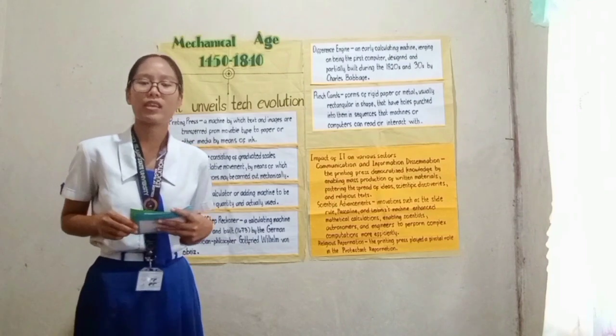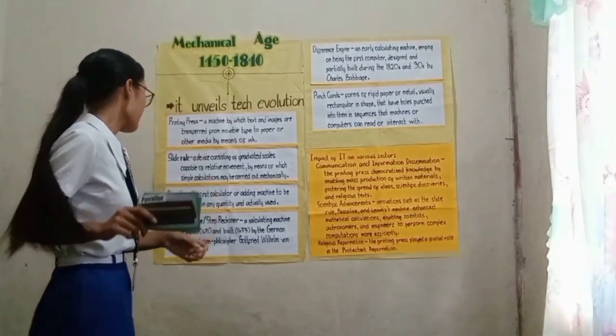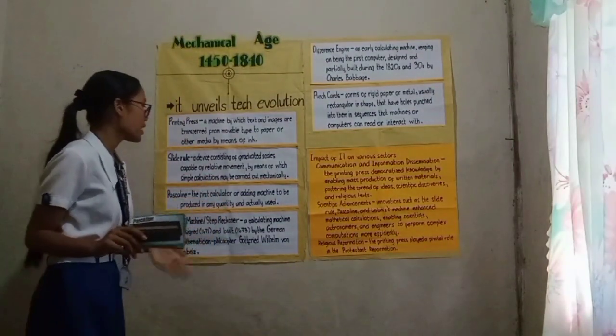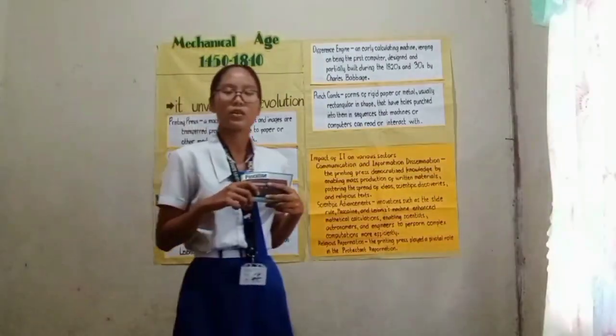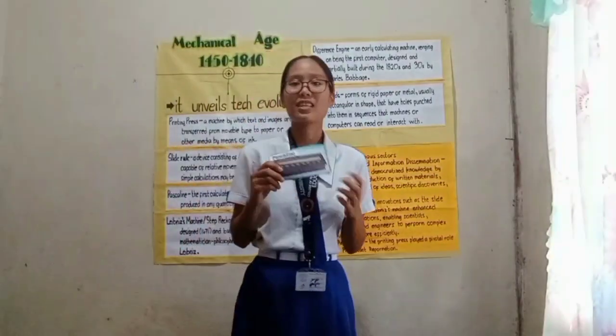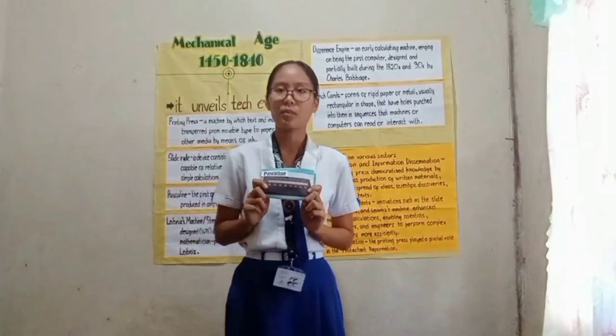So we also have here the Pascaline. The Pascaline was the first calculator or adding machine to be produced in any quantity and actually used. It was the first calculator of the world, designed and built by a French mathematician and philosopher, Blaise Pascal, between the years 1642 and 1644.